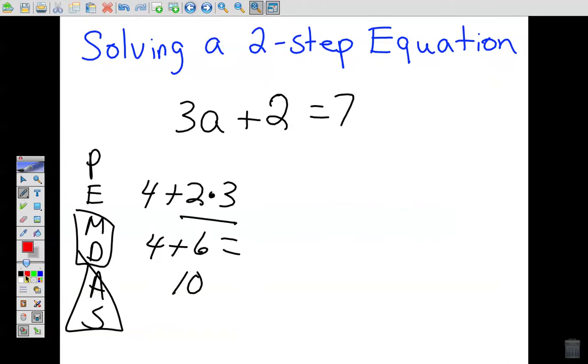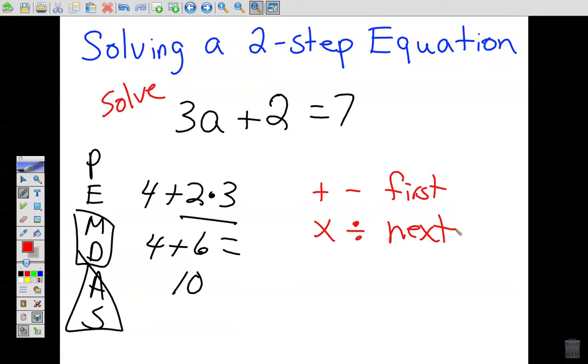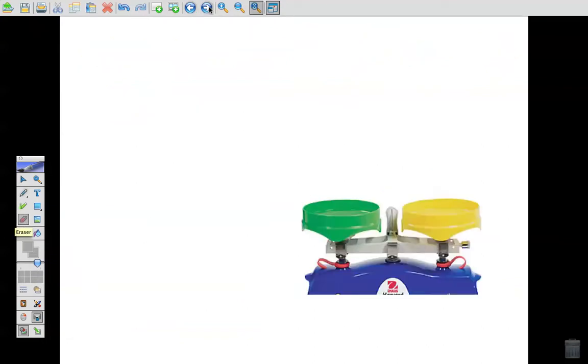Now, it's a little different when you're solving an equation. When you're solving an equation, you do all the addition and subtraction first, and then you do all your multiplication and division next, or last. So it's a little different from the order of operations. Now I'm going to go through an example to show you why.